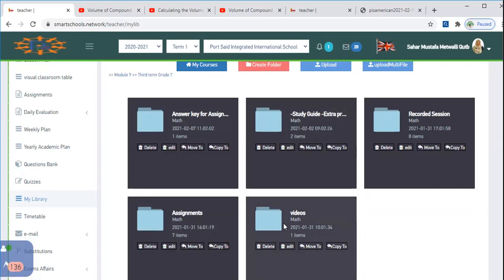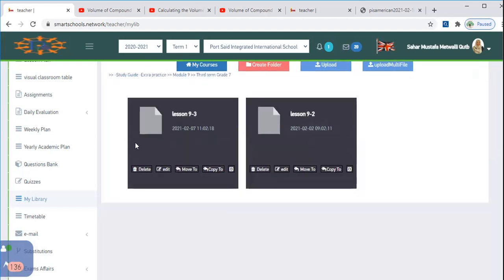Also, I'm going to post the first term project, inshallah. I will put all the details in this folder. Is that clear? Look at study guide, extra practice. You will find lesson 9.3 and 9.2. So if you already finished studying and you want to do extra practice, then you can open and study from here. Okay? Any question before we start?